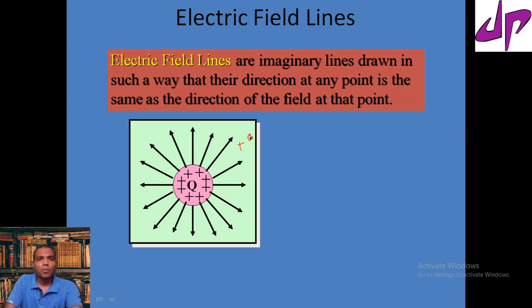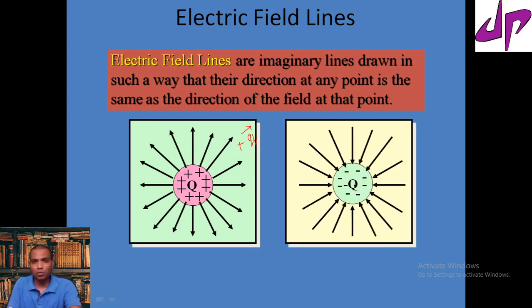Now here the positive test charge experiences a force in this direction. If we keep this positive test charge anywhere in this vicinity, then it experiences a force depending upon the position. The imaginary lines which you draw from the source charge are known as electric field lines. So electric field lines give the visual representation of the electric field.